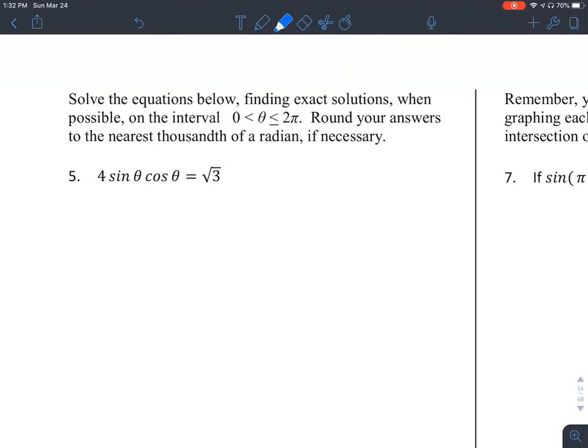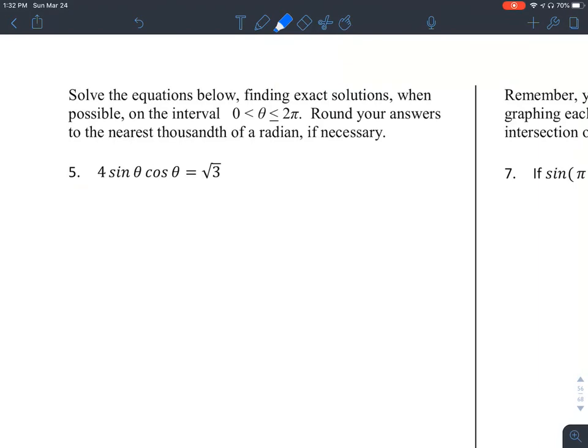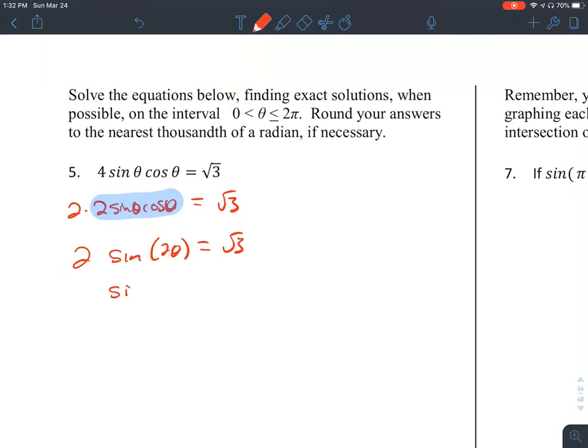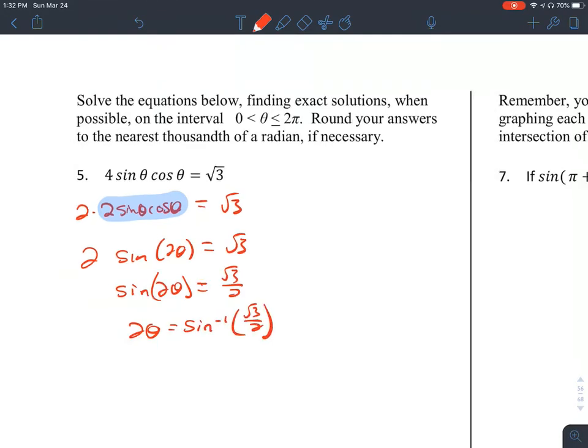But what I recognize, and hopefully you do too, is that 4 times sine of theta cosine of theta is the same as 2 times sine of theta cosine of theta. This is the double angle identity for sine. If you try to get sine of 2 theta by itself, you're going to get sine of 2 theta is square root of 3 over 2. Therefore, 2 theta is sine inverse of square root of 3 over 2.